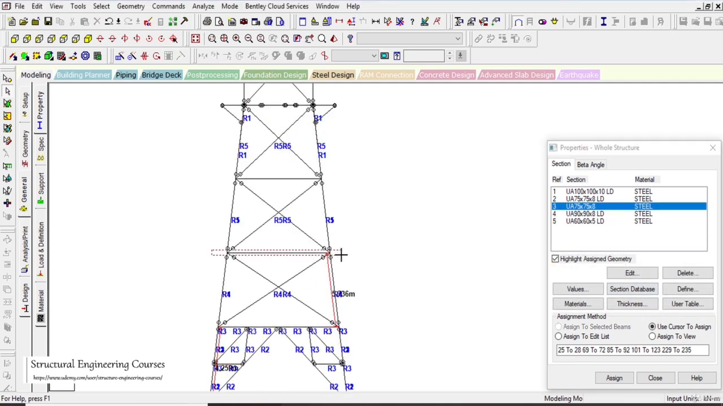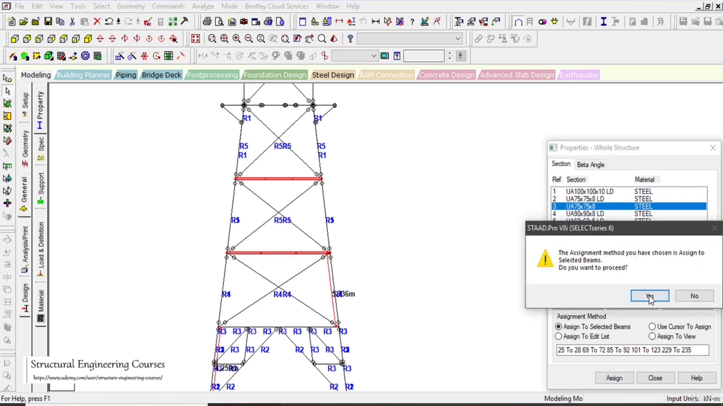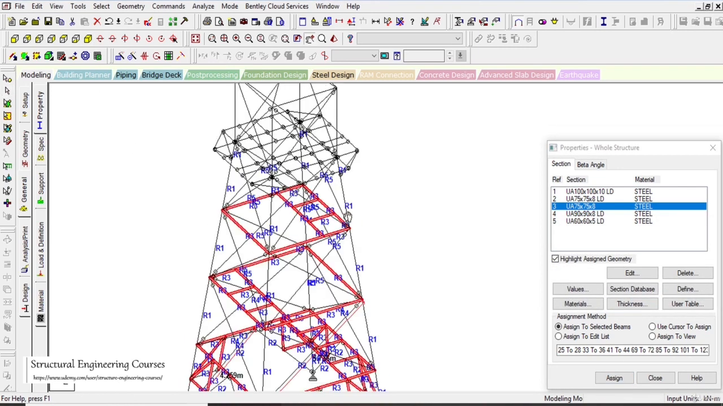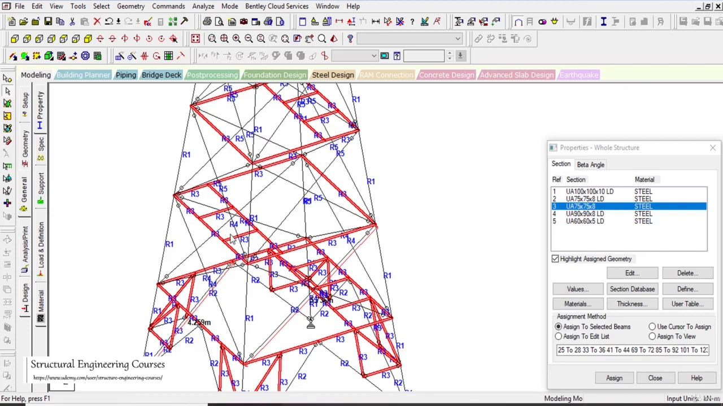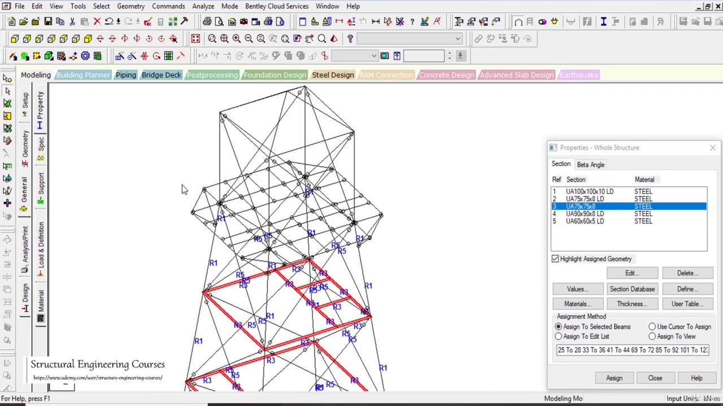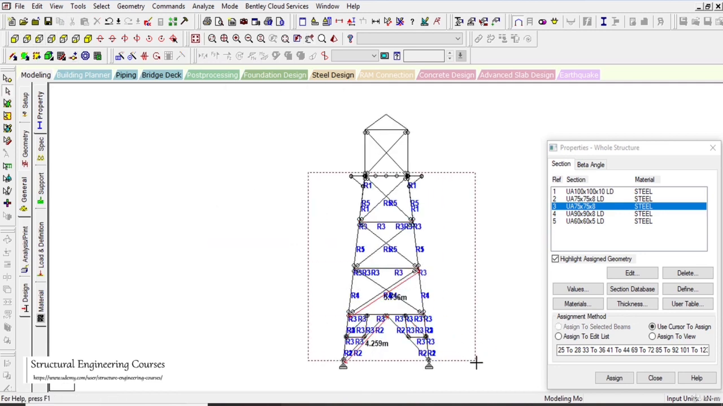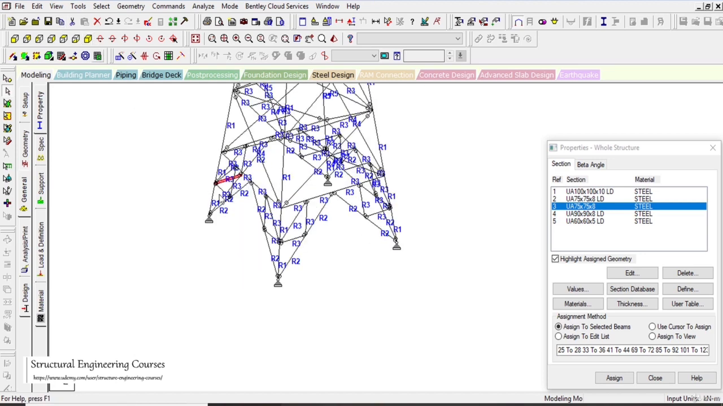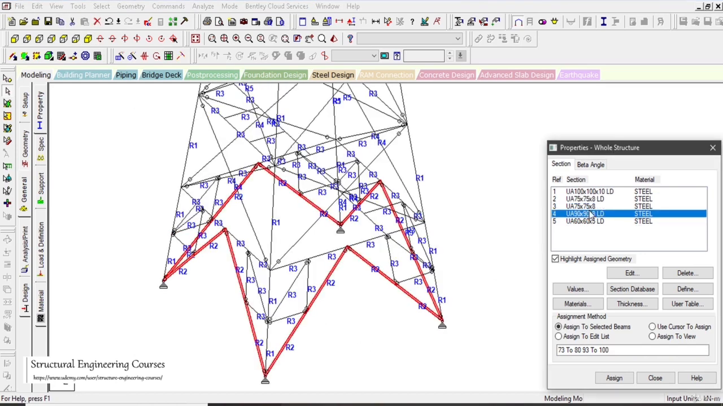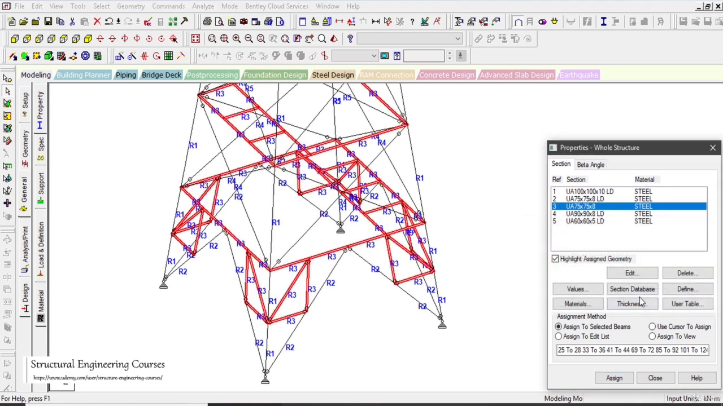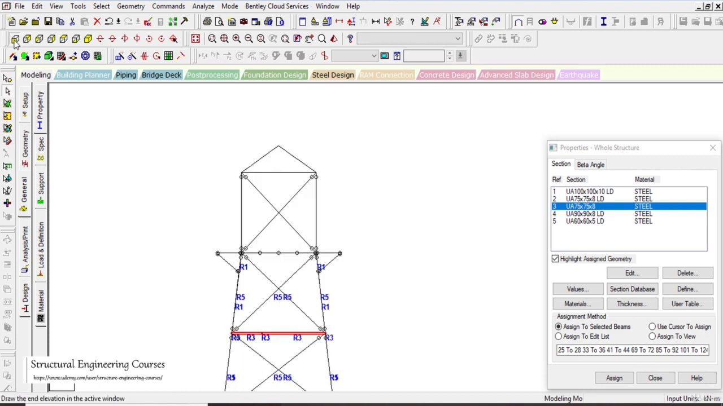And similarly, we can model these tie members as 75-75-8. Similarly, the platform is also modeled with that particular member. Now, if we want to check whether there are any missing properties in this tower section, we can go to select by missing attributes and missing property. So here we can see that this member property is still missing. So we can select 75-75-8 here. After that, all the missing properties are of this particular area. So this bracket, we can select it to be, let us say, 75-75-8 only.